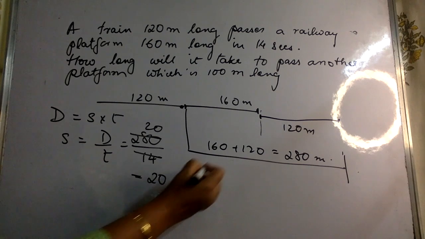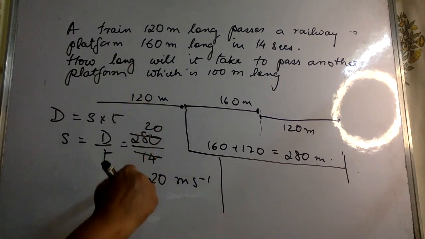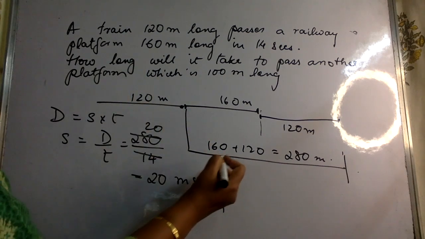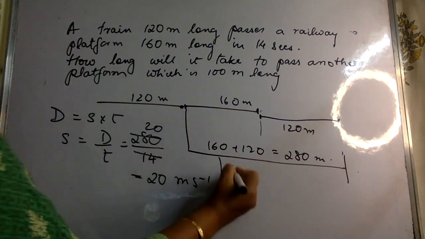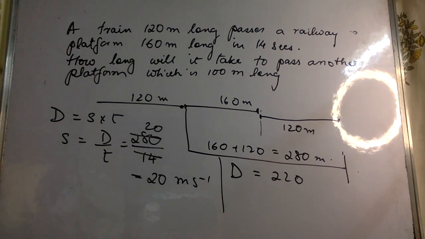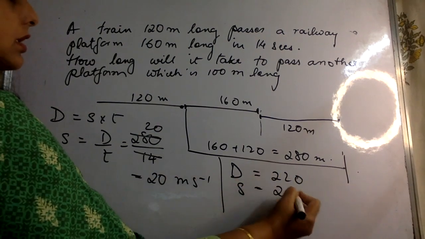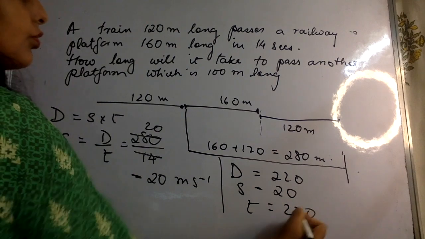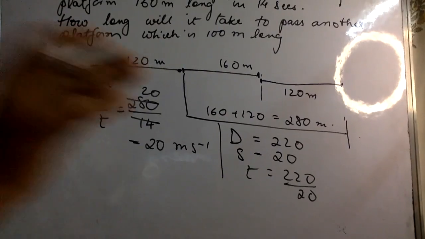Now the second part of the question is, how long will it take to pass another platform which is 100 meters long? Okay, so if we have a 100 meters long platform instead of a 160, then the distance is going to be 220, right? 100 plus 120, that is going to be 220. 220 distance, and now we know the speed is 20. Therefore, time is 220 by 20.